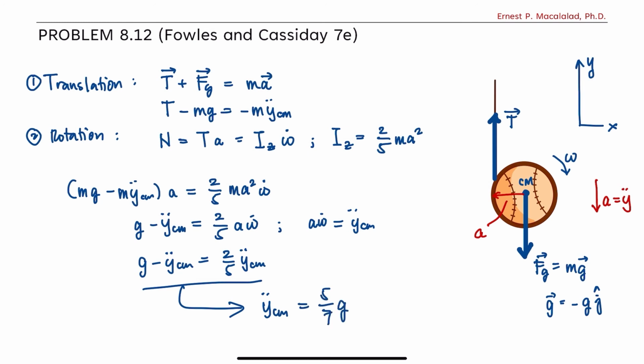g. As you will notice here, the acceleration is less than the acceleration due to gravity. So if we're going to have another ball that will be allowed to fall at the same time as this ball, that ball in free fall will arrive first on the ground than this ball that is attached to your string. So that's it. That's the solution to problem 8.12 of Fowles and Cassiday 7th edition.